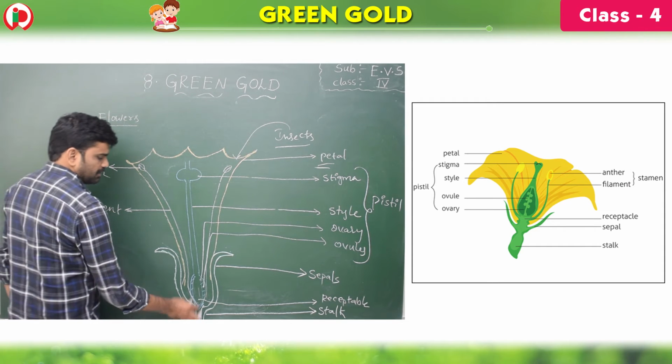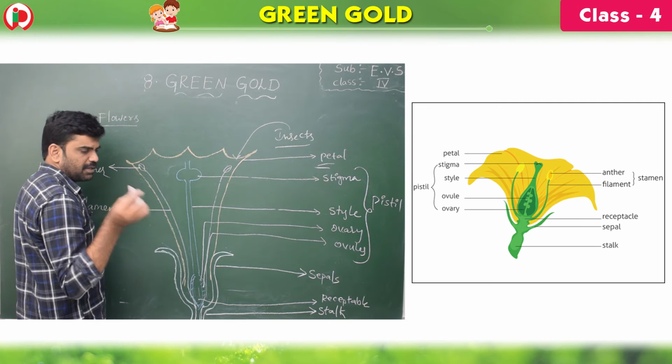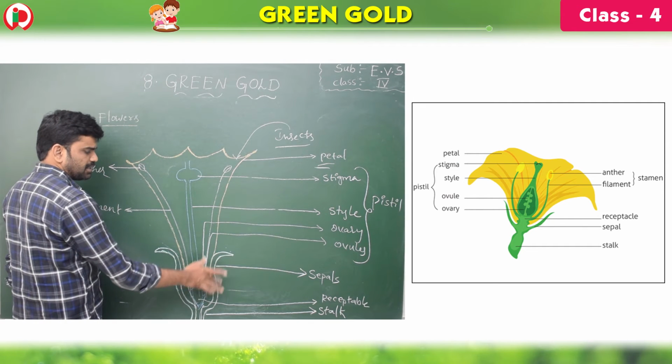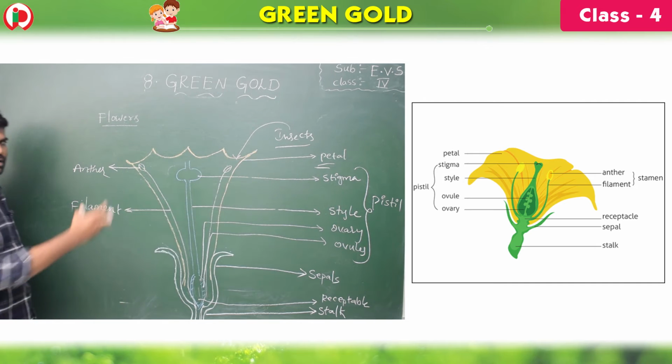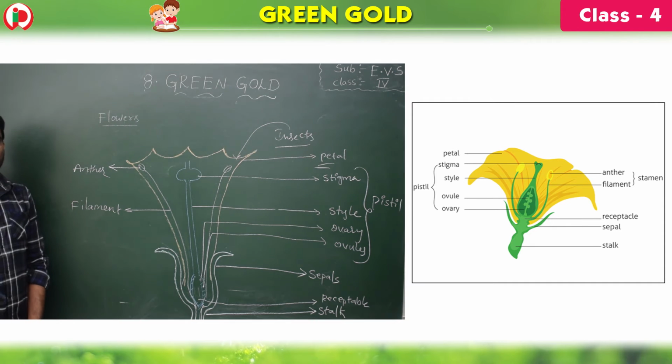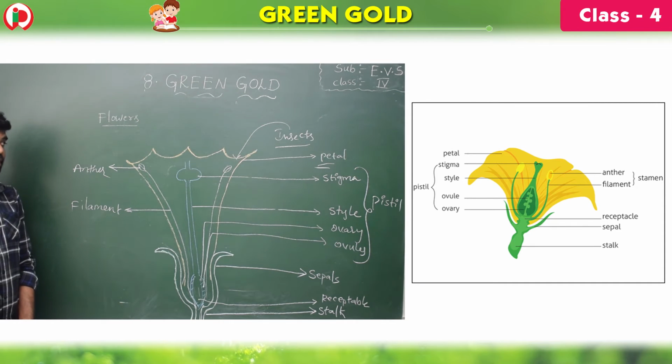See, the flower is held with a stalk, and this is the receptacle, and these are sepals, and this is called petal, which attracts the insects for pollination. Bees and butterflies are attracted because of these petals only.